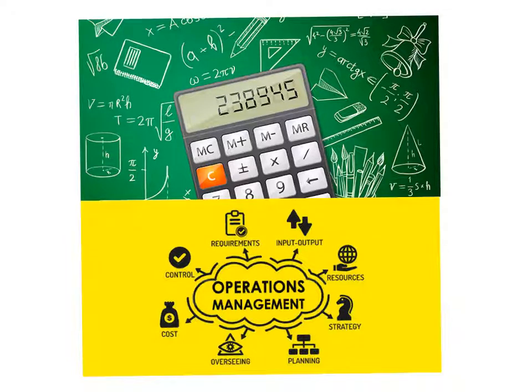This video is for AQA AS Business Studies Unit 4 and Operations. Now, I've already created videos based on capacity utilisation and labour productivity, and they're really fundamental formulas for this unit.